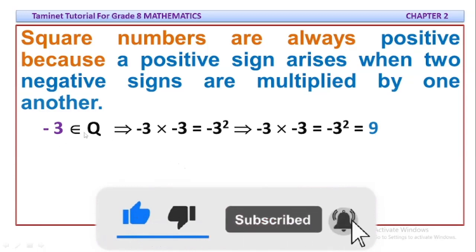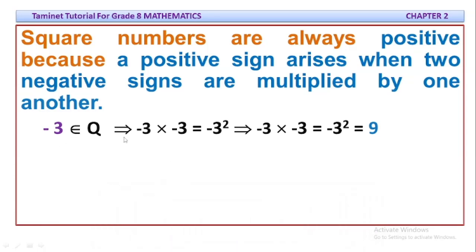Example, -3 is a negative rational number. Squaring means the process of multiplying a number by itself. So -3 times -3 is (-3) squared. So it is 9. 9 is positive.